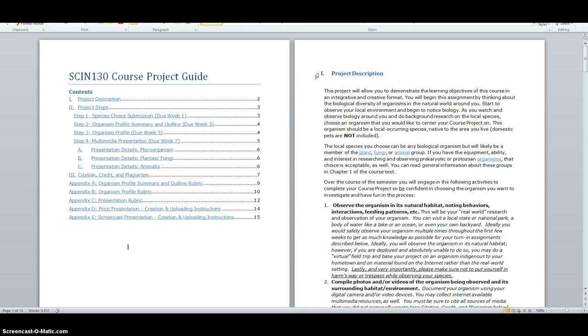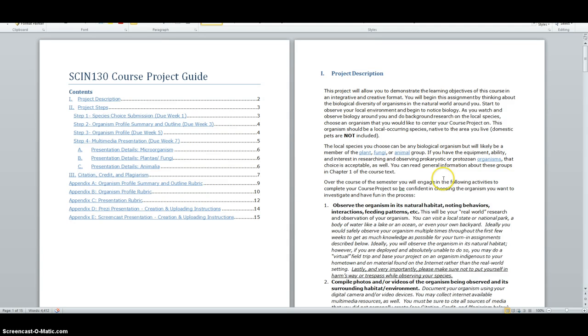Section 1 here talks about the overall project description. Again, like I said, the key facets here are that you choose a living organism, and it should be native to where you currently live. And number 3, it should not be a domesticated animal or plant. It should be something that is roaming wild, roaming free, something that you can observe its natural behaviors.